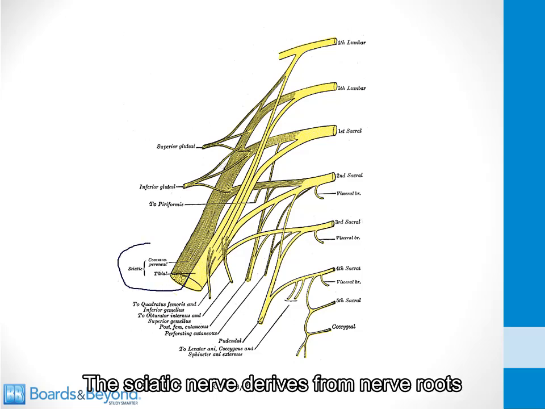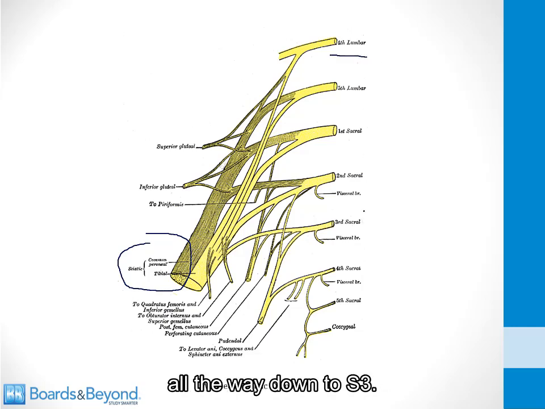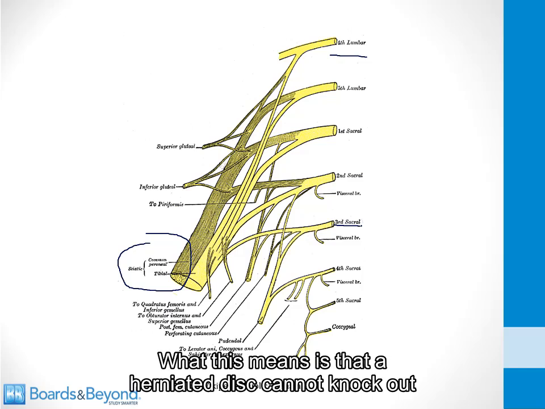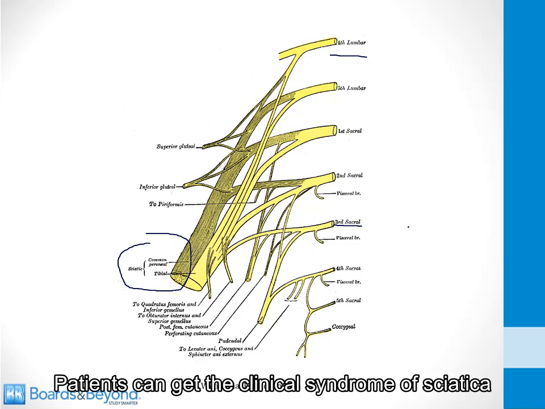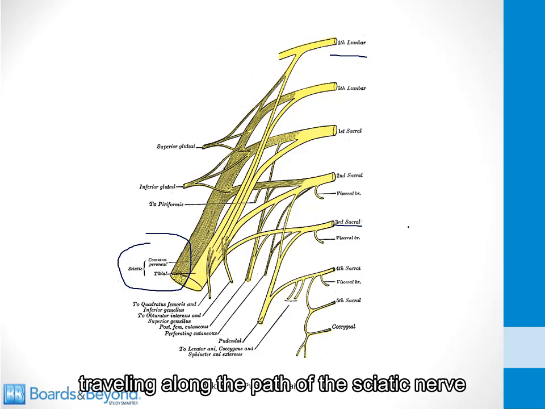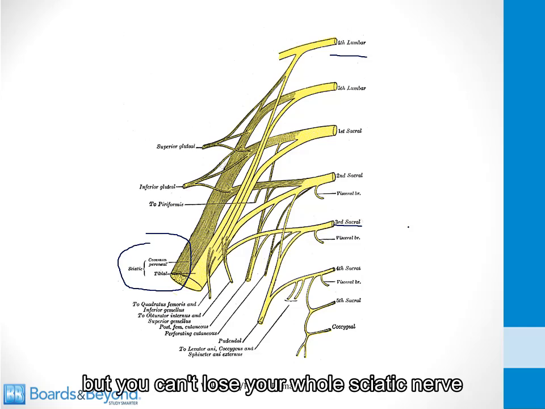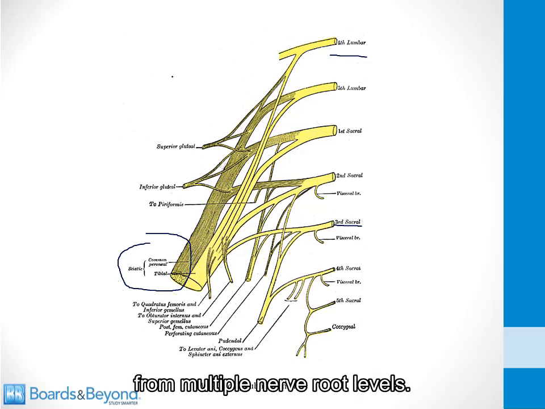The sciatic nerve derives from nerve roots from many spinal levels, starting at L4 all the way down to S3. What this means is that a herniated disc cannot knock out your entire sciatic nerve. Patients can get the clinical syndrome of sciatica from a herniated disc, meaning they can develop pain traveling along the path of the sciatic nerve, but you can't lose your whole sciatic nerve from a herniated disc because the sciatic nerve comes from multiple nerve root levels.